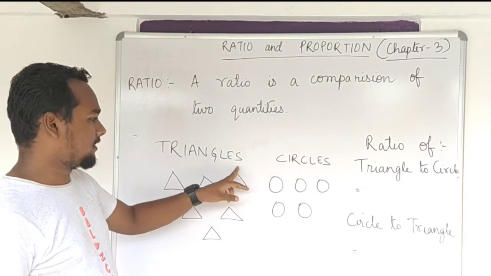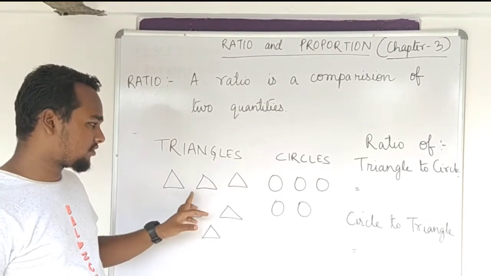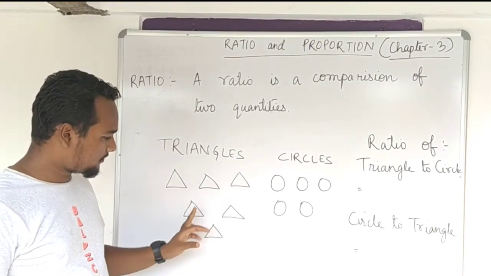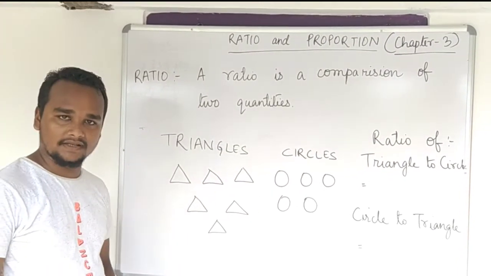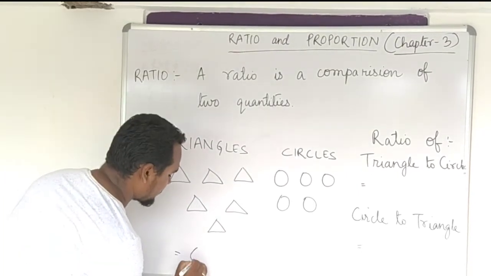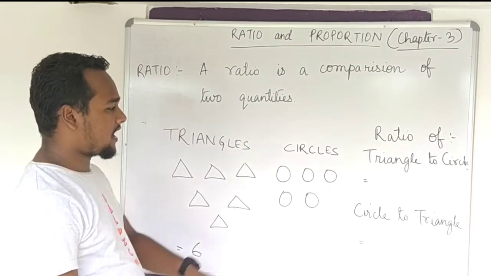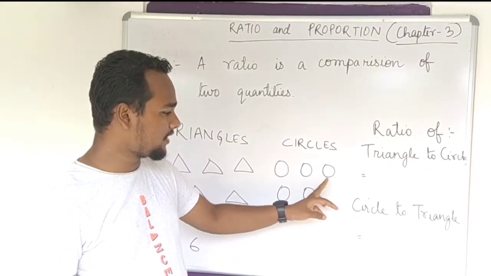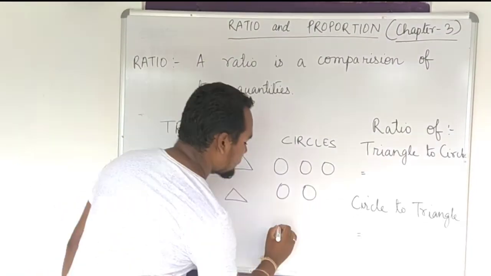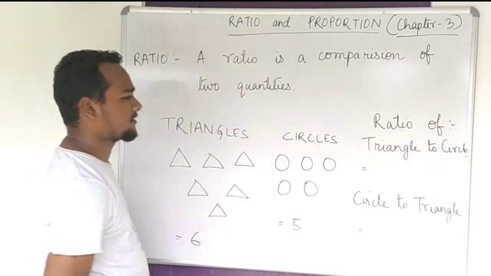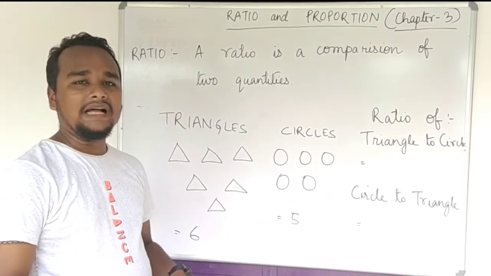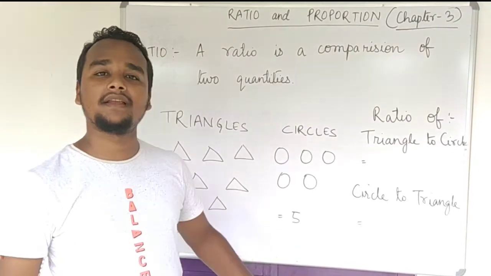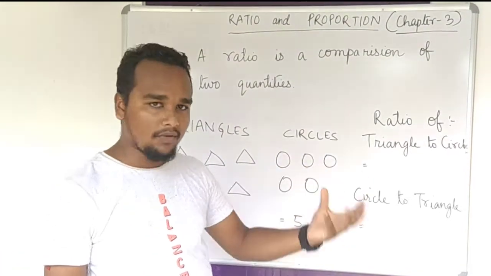I have written the term triangle and I have drawn 1, 2, 3, 4, 5, 6 triangles. So the number of triangles here is 6, and I have drawn the circles also. The number of circles is 1, 2, 3, 4, 5. So there are 5 circles. Now how to write these quantities in ratio?